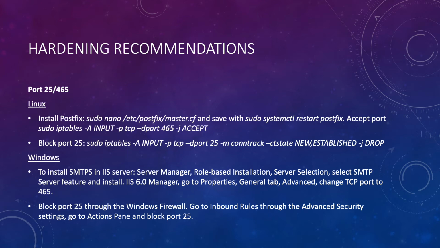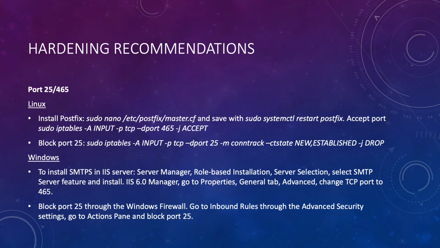And for the Windows server, we want to install SMTPS and the IIS server. And this can be done through the Server Manager, and clicking on role-based installation, and then clicking server selection and select SMTP server feature and install. Then you actually want to go to the IIS 6.0 manager, then go to properties, then the general tab, and click advanced and change the TCP port to 465, which is the secure version of SMTP.